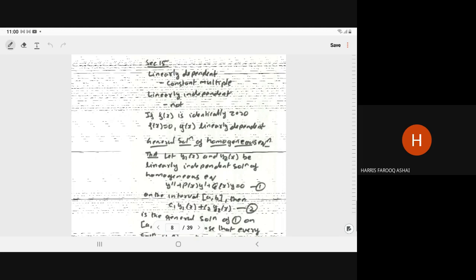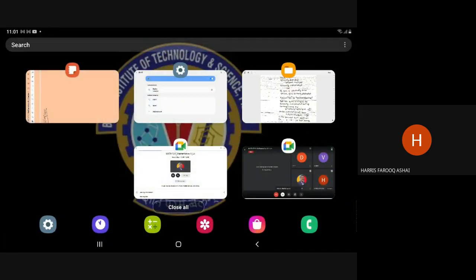Yes. Excuse me, sir. I had a doubt regarding the last class. Sir, you said something about linear dependence and independence. What were the conditions for linearly dependent and independent? Can you repeat those?